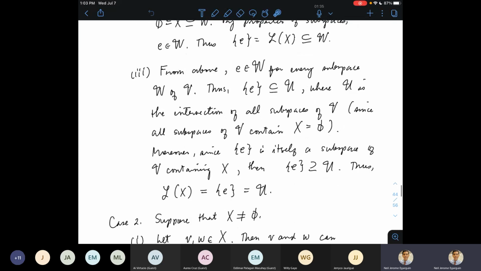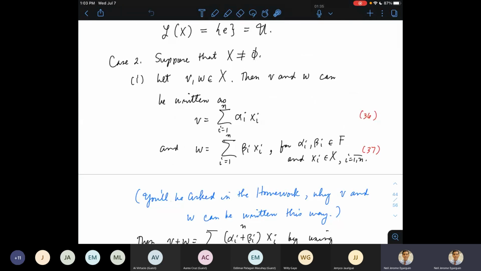Since X is non-empty, again, I want to use Theorem 3. So I want to show that the set curly L of X is closed under addition and scalar multiplication, right? So what I'll do is to assume that V and X, actually, this should be, kindly correct your notes again. This should be L of X.